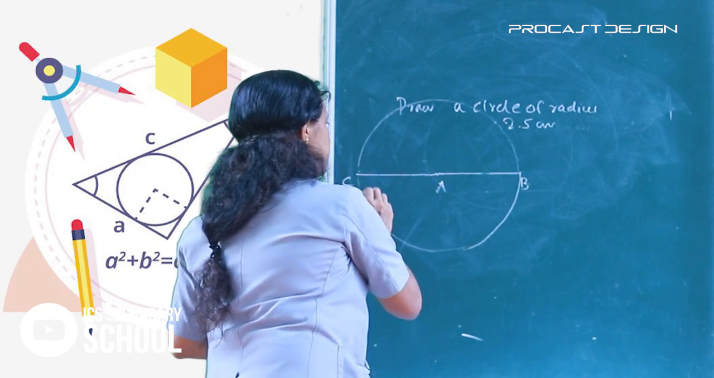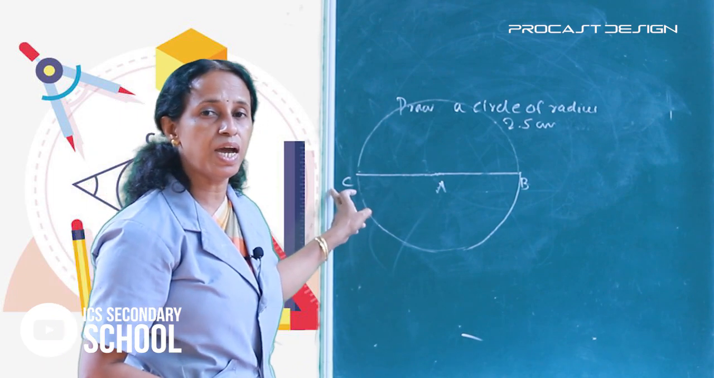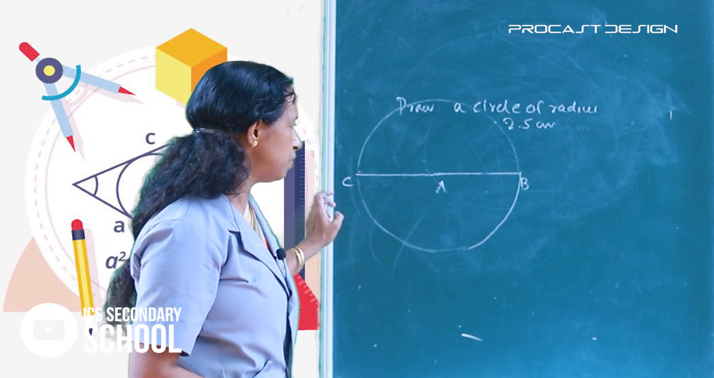See, BC. BC is the diameter of the circle.